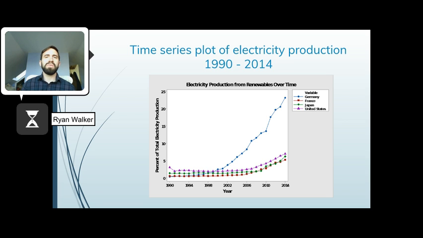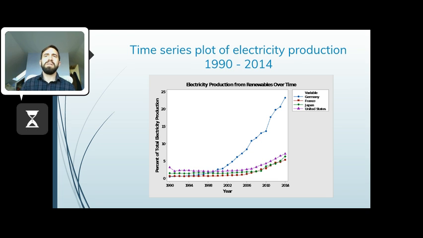Hey everybody, my name is Ryan Walker, and I'm here to talk to you a little about some of the statistical tools that we utilized in determining whether or not GDP per capita is a significant indicator for electricity production from renewable energy sources. So here we have a time series graph with the x-axis showing the years from 1990 to 2014, the y-axis showing the percent of total electricity production for the four countries, Germany, France, Japan, and the United States, and their corresponding 25 data points.